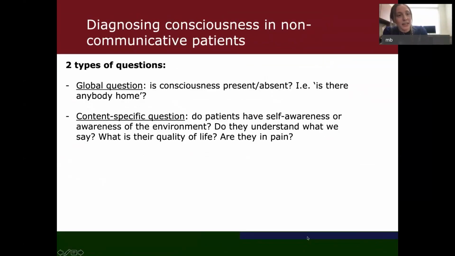Before going there, though, when we try to diagnose consciousness in non-communicative patients, we can ask two different kinds of questions. Is consciousness present or absent? Is there anybody home? Like I was saying, is there an experiencer behind the stare? Or a content-specific question: do they have self-awareness, awareness of the environment? Do they understand what I say? Are they in pain? These are content-specific questions. The global question is a prerequisite. Of course, you need to have consciousness to be present. And the content-specific question is an additional one, yeah? But these are two different types.